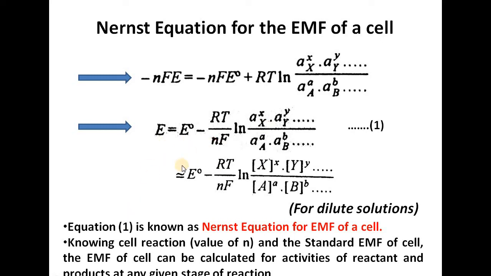Knowing the cell reaction, meaning if we know the value of n involved in the cell reaction and the standard EMF of the cell, then we can easily find out the EMF of a cell at any given stage for the given activities of reactants and products. So this is the final expression for the Nernst equation to calculate the EMF of a cell at any stage.